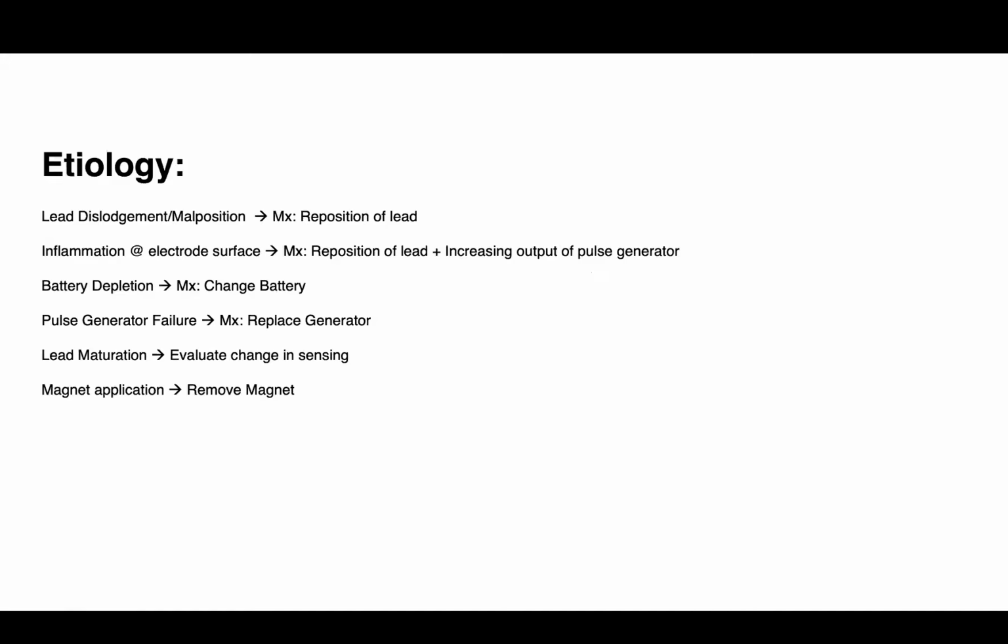So patients who have the pacemaker for a long period of time, that is more than 1 week, there is a risk of inflammation at the electrode. So in that kind of a scenario, you will have to increase the output of the pulse generator. Then battery depletion. So for that, you will need to change the battery. Pulse generator failure, again, you will need to replace the generator. Lead maturation, you will have to evaluate the change in sensing, and magnet application, if it is there, you will have to remove it. So these are the etiologies associated with failure to pace.